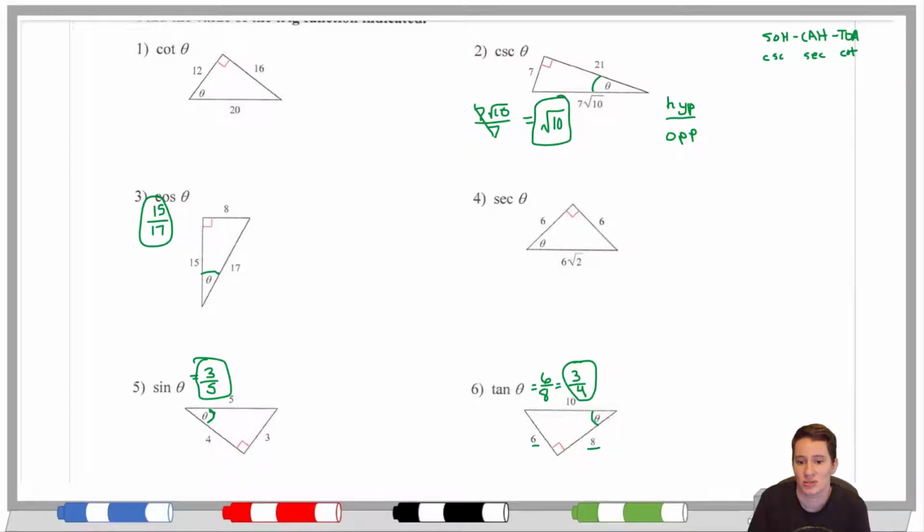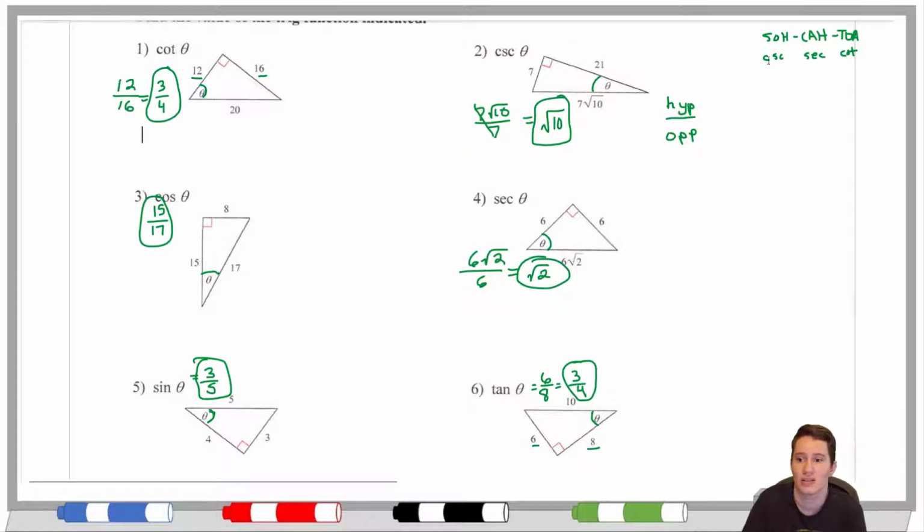Secant. Well, this looks like a special right triangle. Secant is hypotenuse over adjacent because it's the reciprocal of cosine. So 6 square roots of 2 over 6. Which, again, we've got some canceling there with the 6's, so it should just be square root of 2. And then cotangent is the reciprocal of tangent, adjacent over opposite. So adjacent is 12, opposite is 16, so 12 over 16, which simplifies by 4 to be 3/4. So, pretty simple stuff, hopefully there.